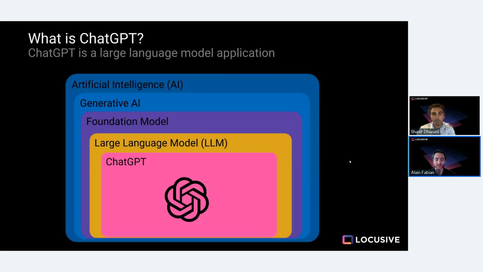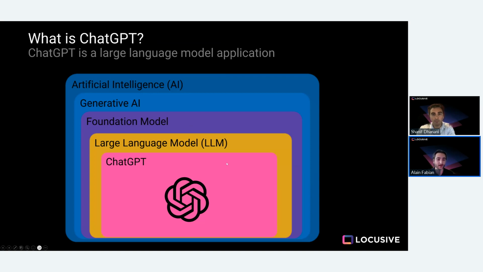Now, what makes ChatGPT so much more advanced is that it has a foundation model which was built on a lot of data. It's been trained over the years on incredible amounts of data and knows a lot of things about a lot of things.